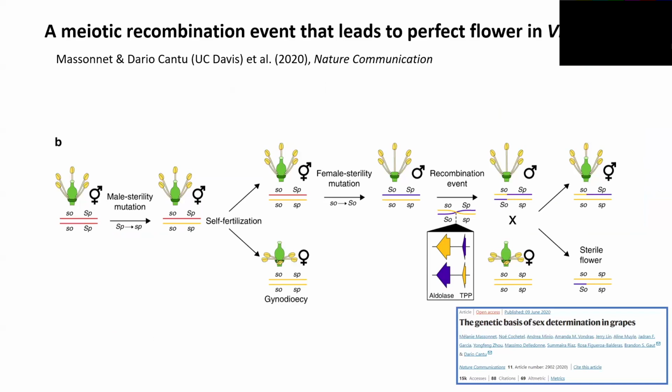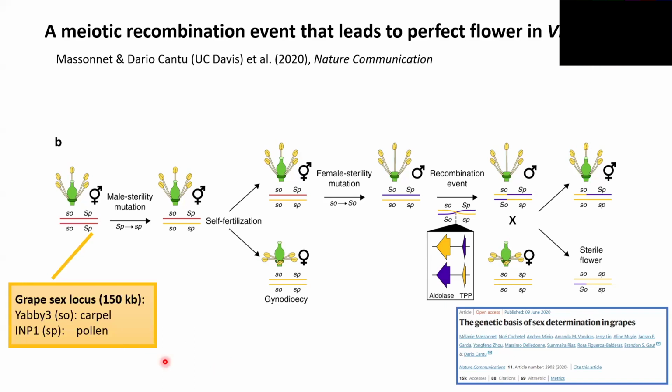In 2020, a group at UC Davis, Dario Cantu's group, published a paper in Nature Communications, and basically they examined the male and female loci of the genomes. They identified a model to explain grape sex locus development. What they show is that the grape sex locus is a very small region on chromosome 2, only a 150 kb region. In this 150 kb region, there are two genes. One is called YAB3, and the other is called INP1. The two genes are very close to each other.